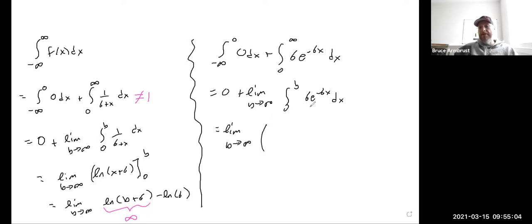So this one's going to be a u substitution. If you let u equal minus 6x, then du is minus 6 dx. So we already have the 6, so it's a minus e to the u, which is going to leave us a minus e to the u. So this ends up being minus e to the minus 6x, evaluated at 0 and b.